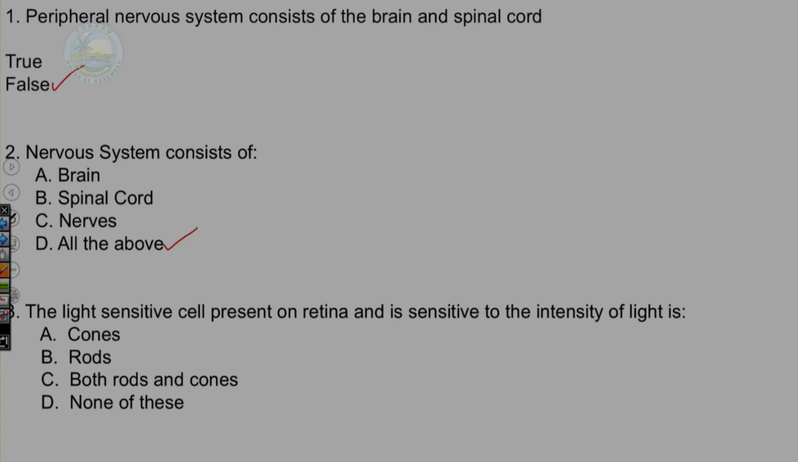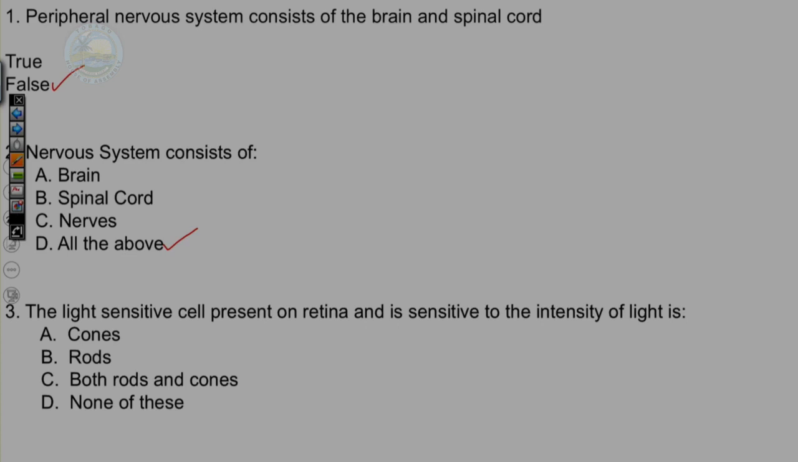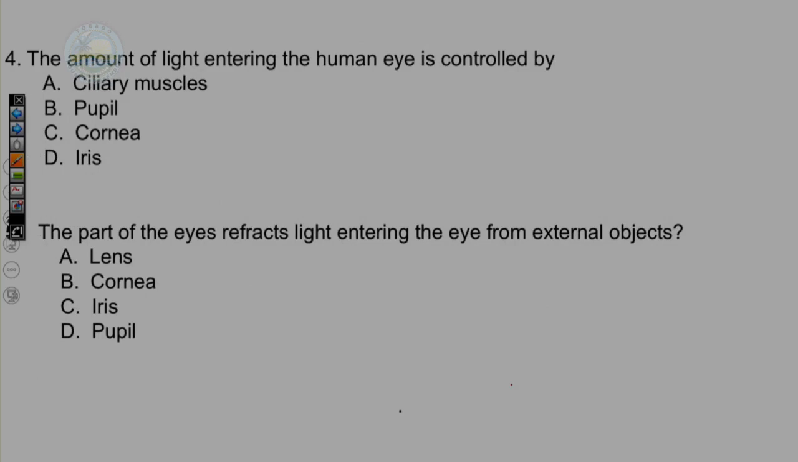Number 3, the light sensitive cell present on the retina and is sensitive to the intensity of light is rods, cones, both rods and cones, or none of these. Yes, these are your photoreceptor cells, right, on the retina. Number 4, the amount of light entering the human eye is controlled by the ciliary muscles, pupil, cornea, or iris. The amount of light is controlled by the iris.